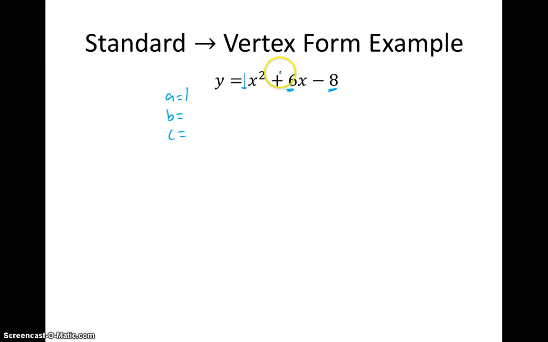No x is there, no x squared. And then the number in front of my x, that's a 6. And then my constant term there, my c, is -8. Be really careful with negative signs when you're doing these problems.